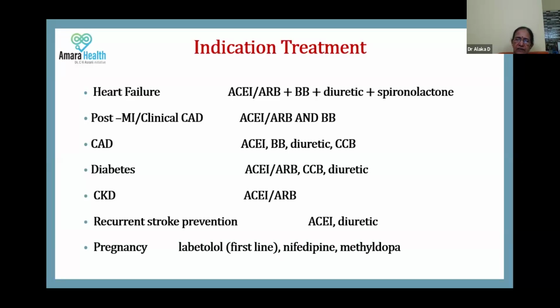If the BP is not controlled, calcium channel blockers. Diabetes, again the same because it is also renoprotective. So we can use ramipril, ACE inhibitor, ARB, calcium channel blockers and diuretic, depending on the blood pressure measurement. Chronic kidney disease, ACE and ARB. And if there is a recurrent stroke, it can be prevented by using ACE inhibitors and diuretics.